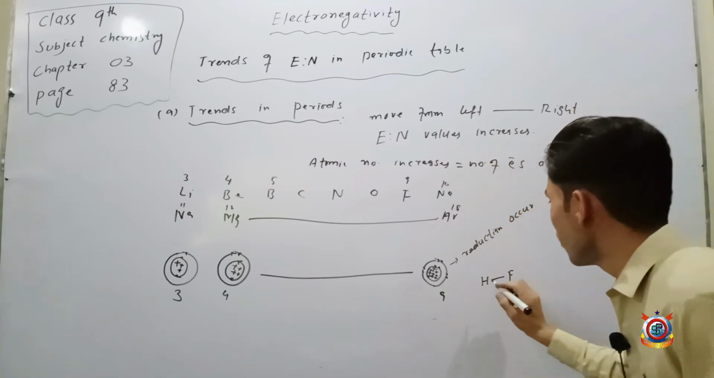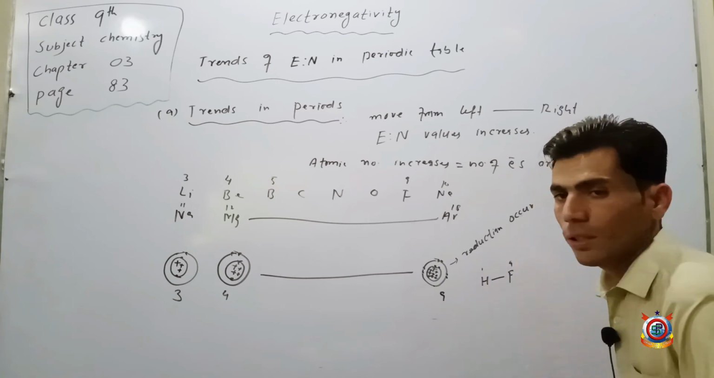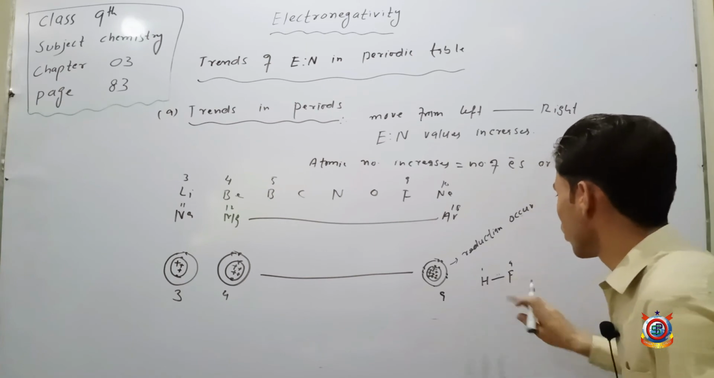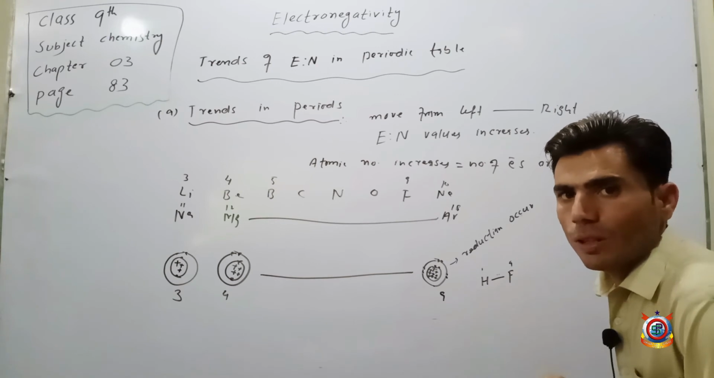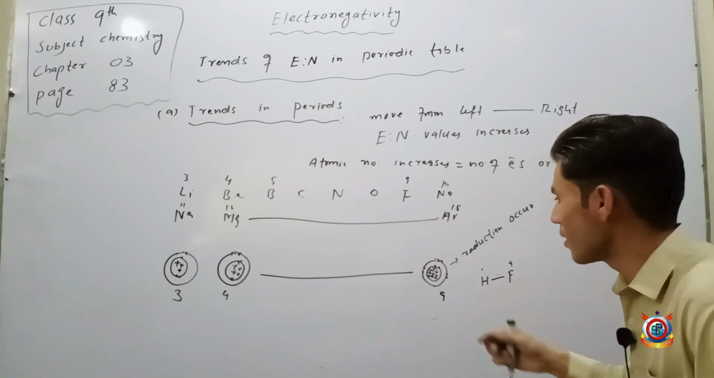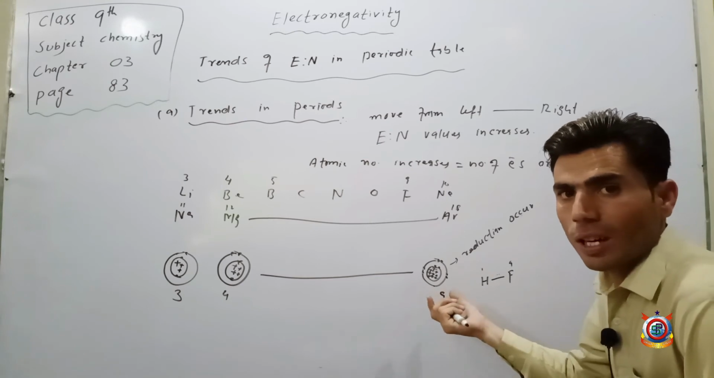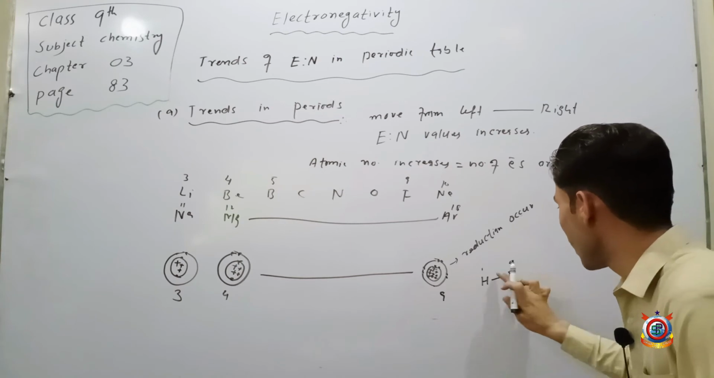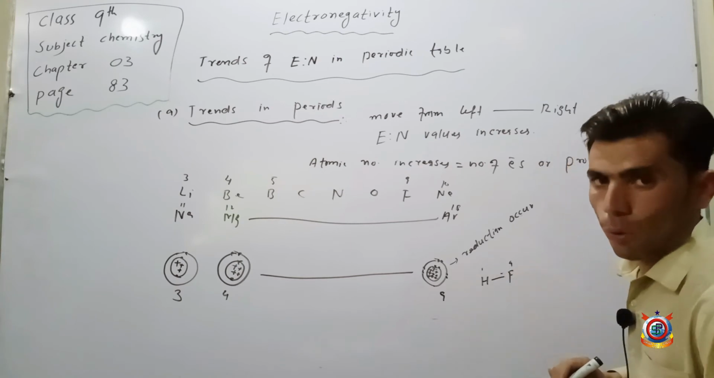So the atomic number of hydrogen is 1, and here the atomic number of fluorine is 9. When they form covalent bonds, the electron pair is more attracted towards the fluorine. Why? Because there are 9 positive charges. There is more nuclear charge in the nucleus of fluorine, and it attracts the electron pair towards itself in a covalent bond.